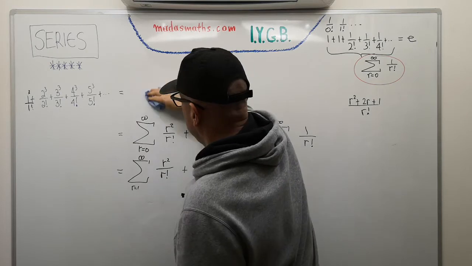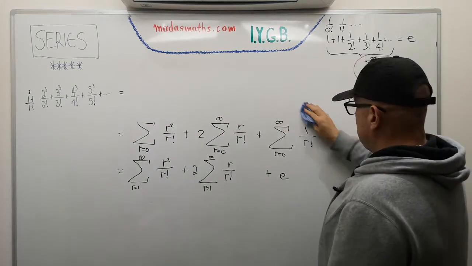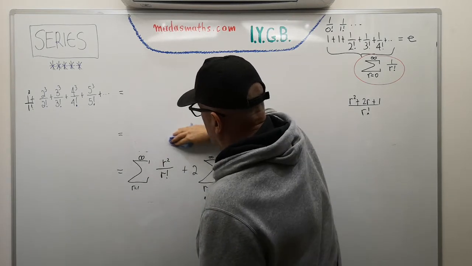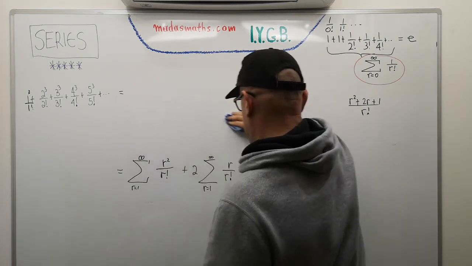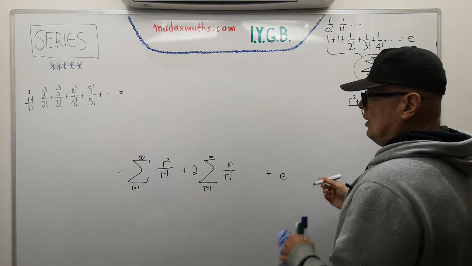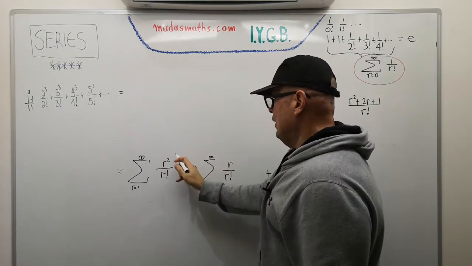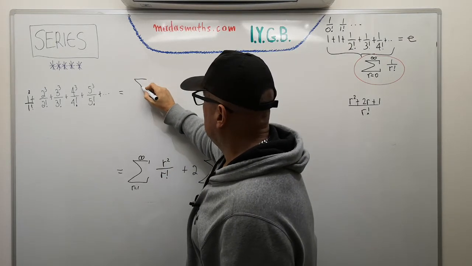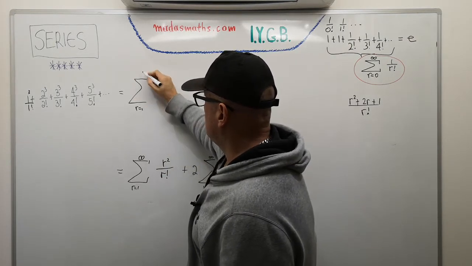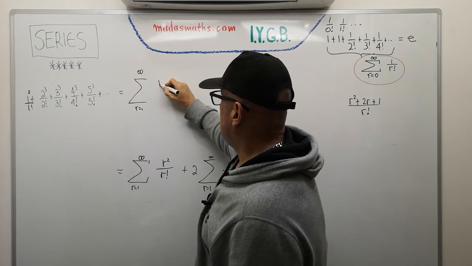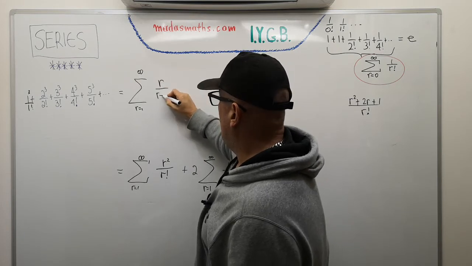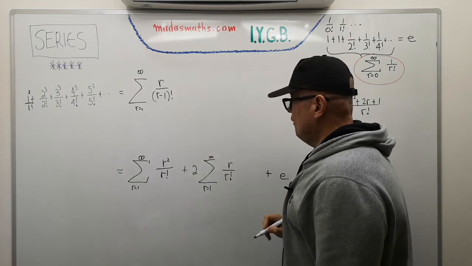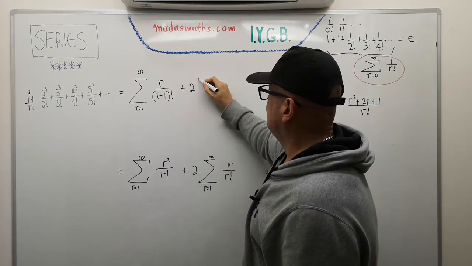So let's create some room. I'm going to wrap this line off as well. And I think this is definitely going to work. So we're going to cancel, as I said, the r with the r factorial there. Still having it from r is equal to 1 to infinity, of course. So that's going to become r over r minus 1 factorial.